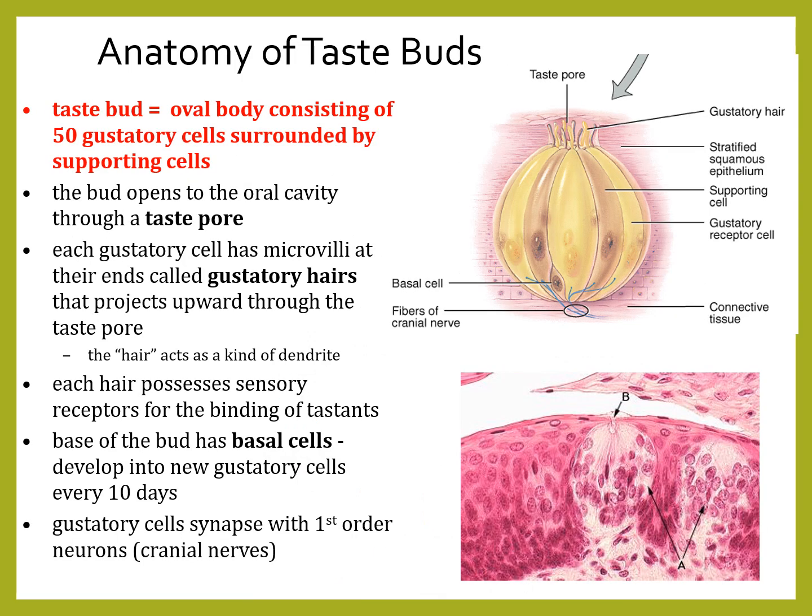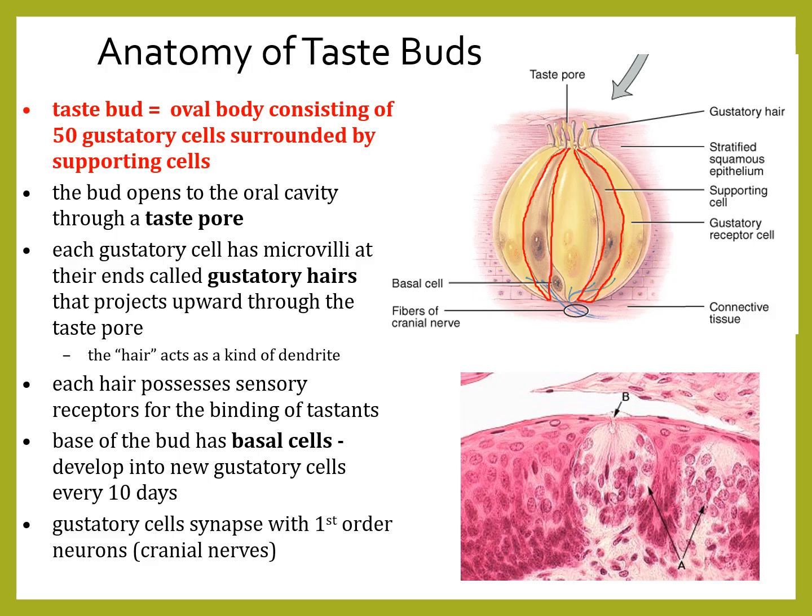A taste bud is an oval or an onion-shaped body consisting of about 50 neuroepithelial cells, which are referred to as gustatory cells or taste cells. These taste cells are surrounded by glial-like cells that support them. In this picture of a taste bud, we've got our taste or gustatory cells. Here's one right here. I'm going to diagram it in red. That's a supporting cell I'm diagramming right here in red. So these are our supporting cells.